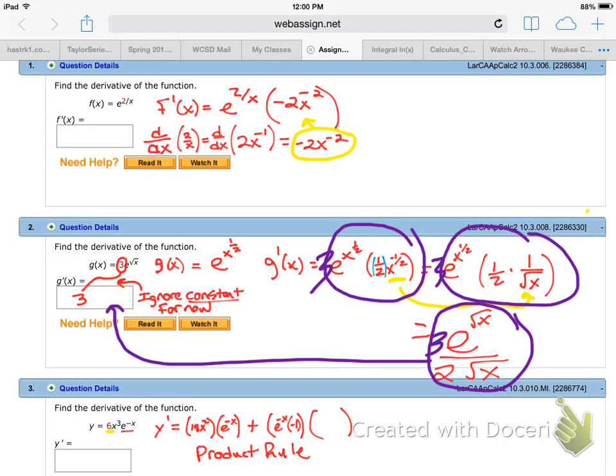Second unchanged. Derivative of the second, which would be the derivative of e to the negative x, which would be e to the negative x times the derivative of negative x, which is negative 1. And then rewrite the first, 6x cubed. I'm not going to simplify in this case. You can just shove it all in there, and WebAssign would love it.